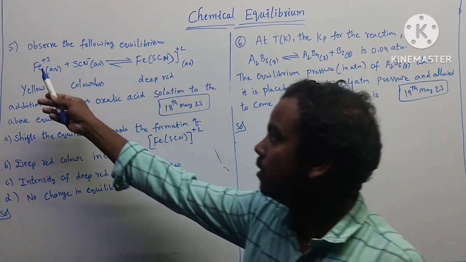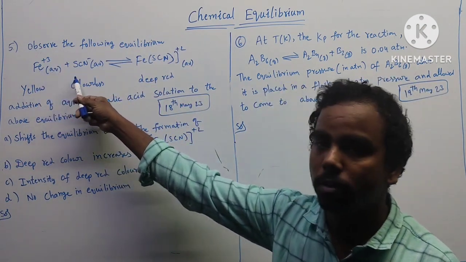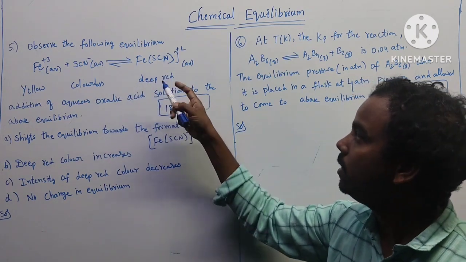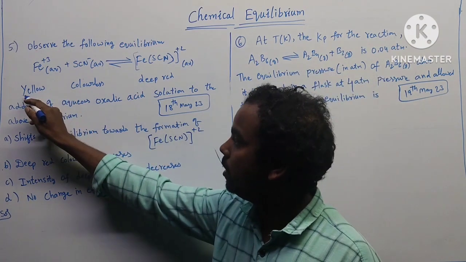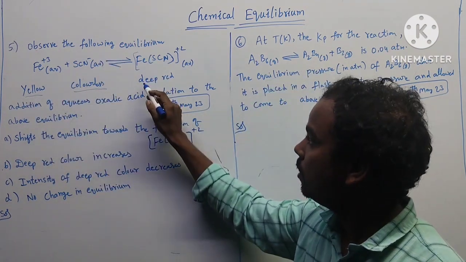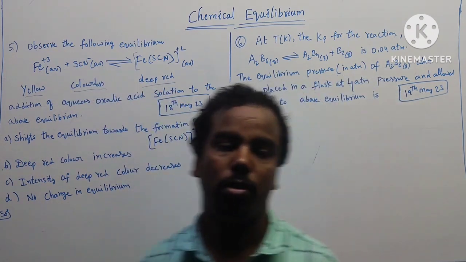So the next question is, observe the following equilibrium. Fe³⁺(aq) + SCN⁻(aq) is in equilibrium with FeSCN²⁺. Fe³⁺ aqueous is yellow in color. SCN⁻ is colorless. After these two react with each other, they form a deep red colored solution.